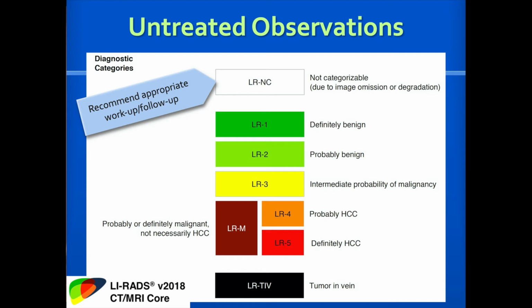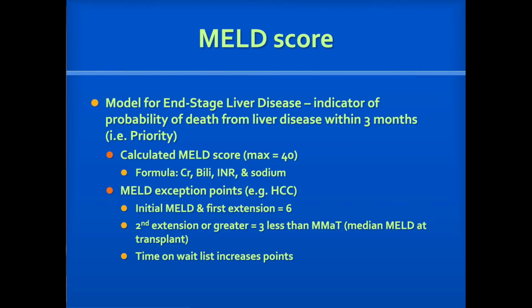And then we have the LR-1 through 5 categories to assign the probability of HCC. Notice there's an LR-M category that is likely malignant but not necessarily HCC. For example, it could be a cholangiocarcinoma in a patient with cirrhosis, and we'll talk more about that. And then there's LR-TIV, or tumor in vein. This is very important because it has major implications for treatment options. For example, transplant is rarely considered in a patient who has tumor in vein, since their likelihood of recurrence after transplant would be high.